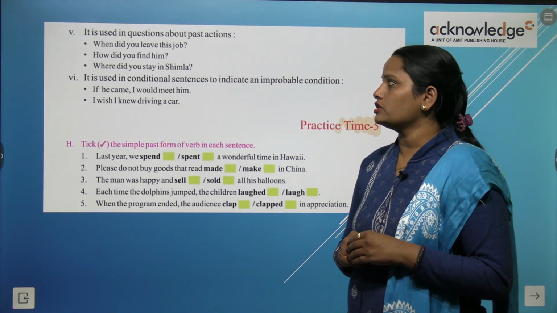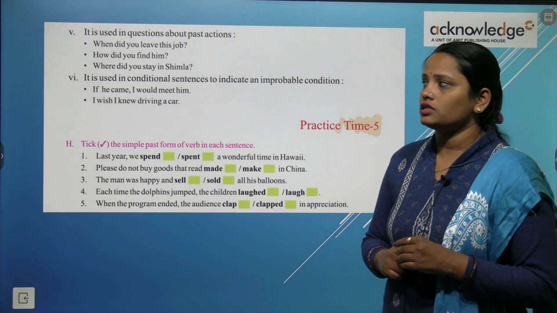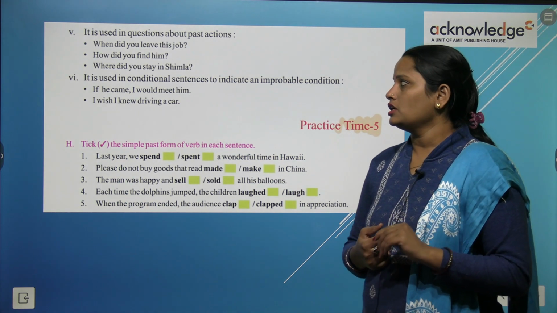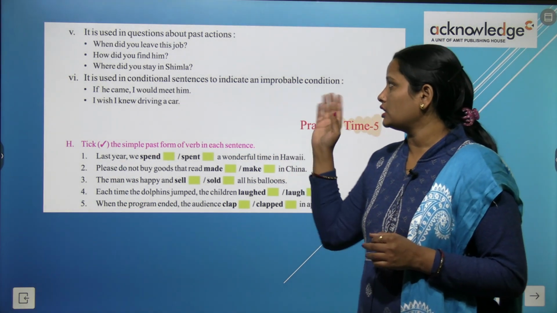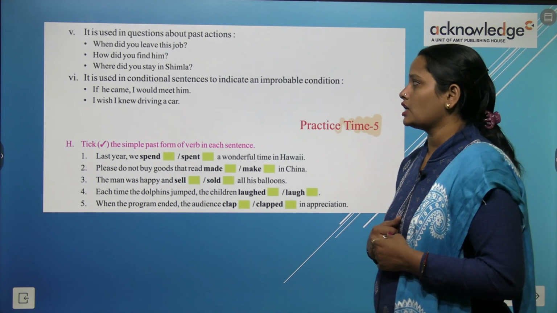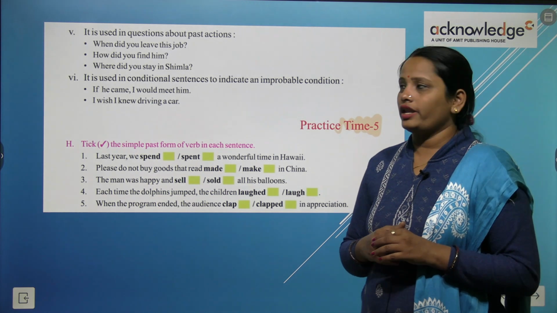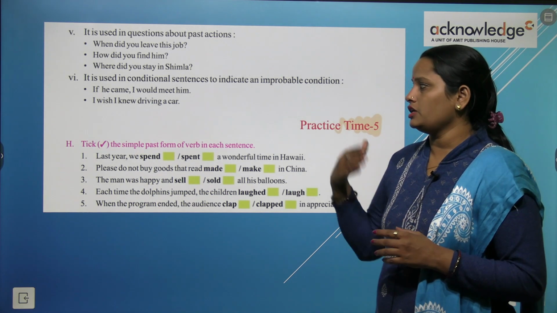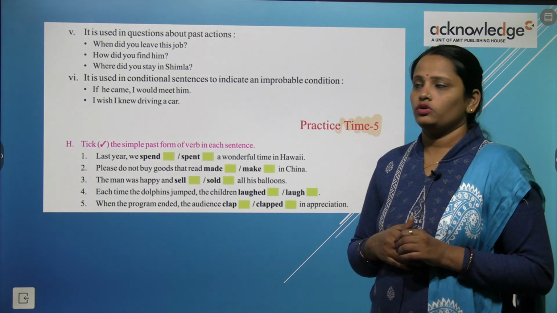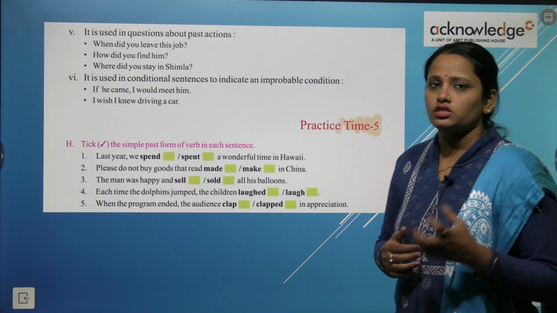And when did you leave this job? How did you find him? And where did you stay in Shimla? Now the sixth one is, it is used in conditional sentences to indicate an improbable condition. So it is also used in conditional sentences where there is an improbable condition. For example, if he came, I would meet him. I wish I knew driving a car.